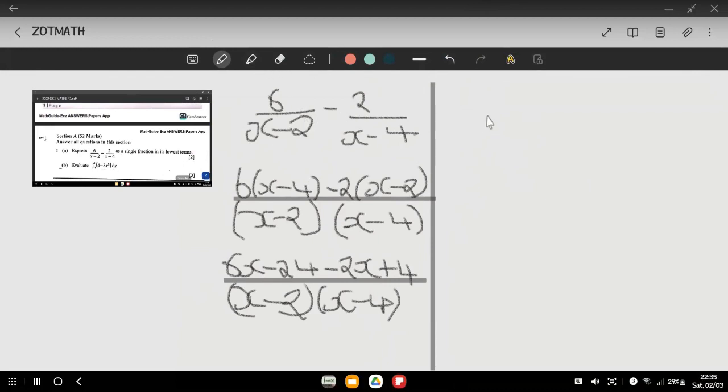Okay, so let's go. So we are grouping 6x with this one, negative 2x. Then this negative 24, which is here, where will it go? Negative 24 will come here first, then we'll group it with a positive 4, which is on the other side.